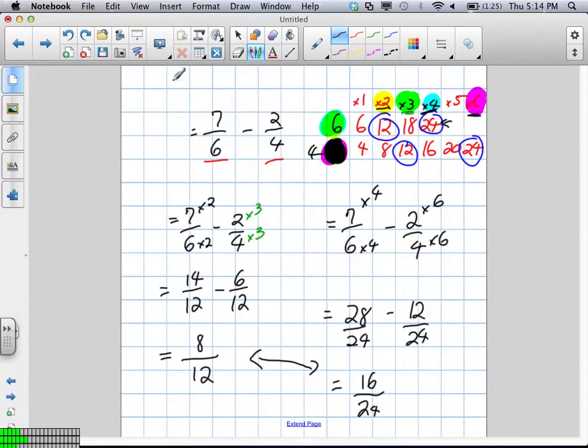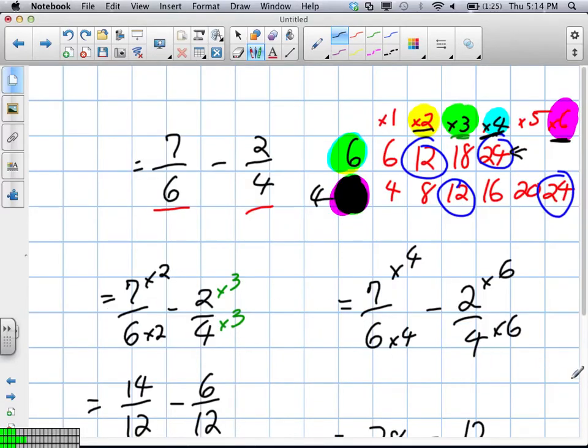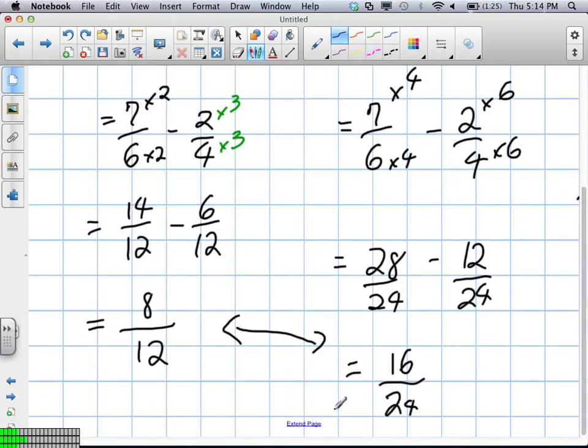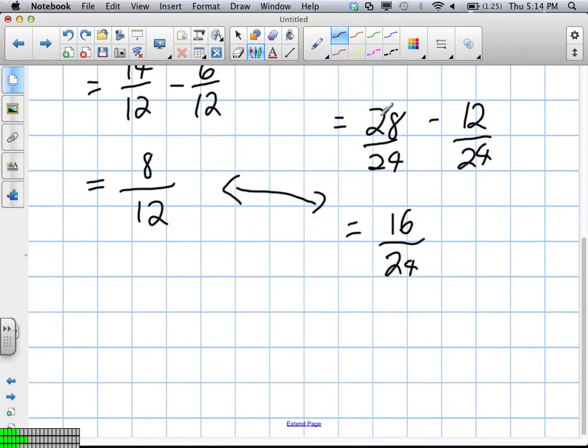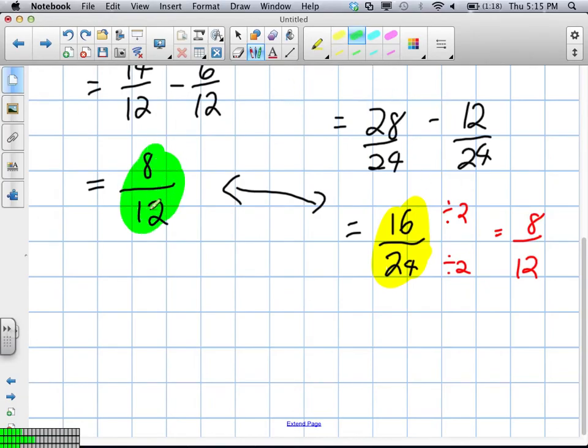I told you both these answers are right, but do they look the same right now? No. So to prove it, this is a multiple of that. If I divide the fraction on our right, both the top and the bottom, by 2, because they are divisible by 2, what's 16 divided by 2? 8. And 24 divided by 2? 12. Now we have the same as before, 8 and 12 for both of them.